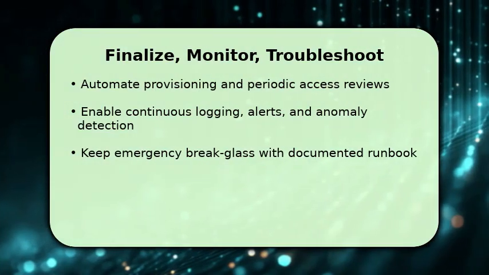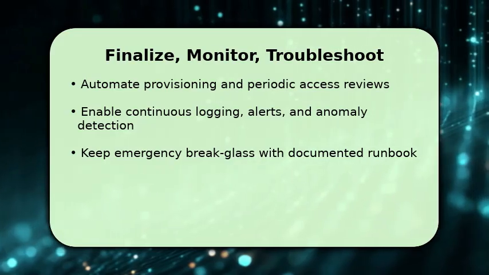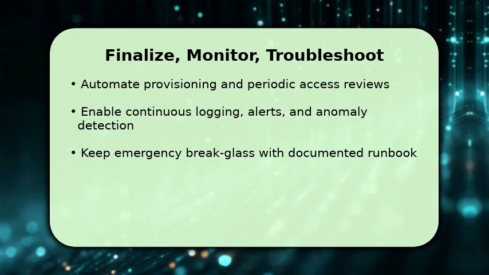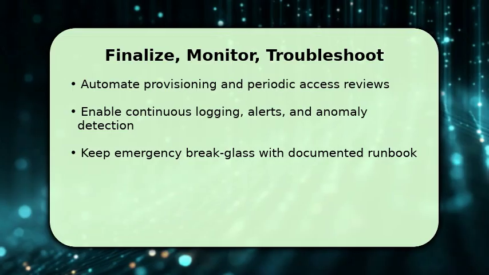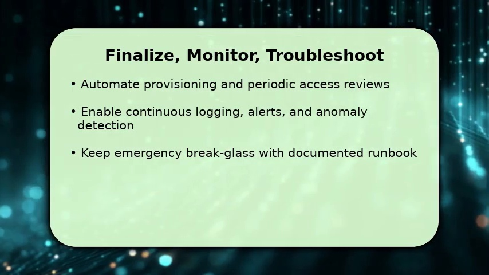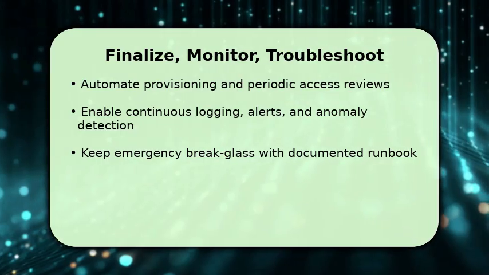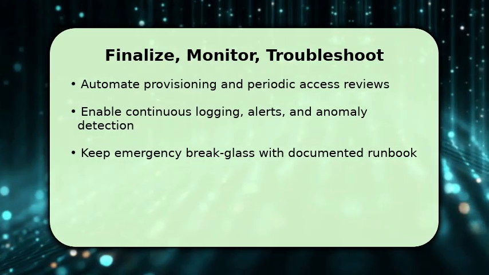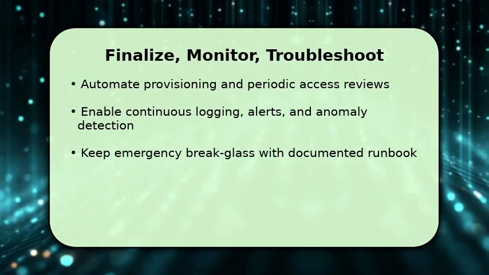Automation enforces consistency. Then enable continuous logging and real-time alerts, coupled with anomaly detection, so you spot misuse quickly and trace actions back to their source. Maintain a documented break glass account and runbook for emergencies. If something goes wrong, the key troubleshooting tip is to check recent policy changes and conditional constraints first.